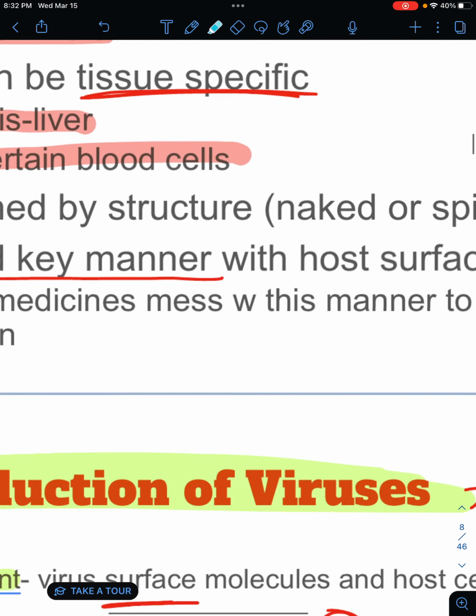Look, I just realized that I used texting right here. Sorry.